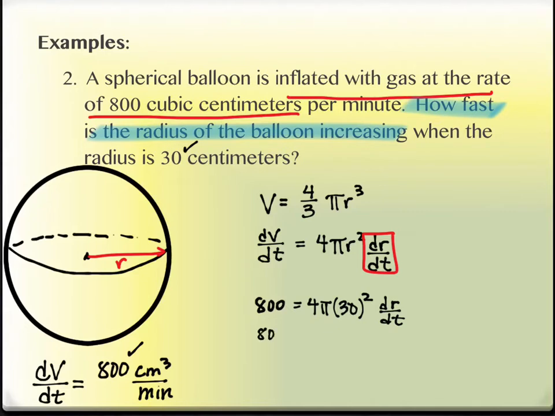So I have 800 on the left. I have 11,000. I guess it's not that big. 309.7336 equals dr/dt. And then we would divide by the 11,309.7336.